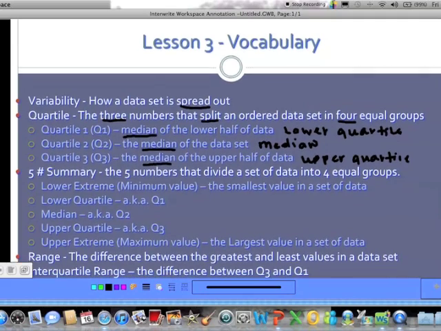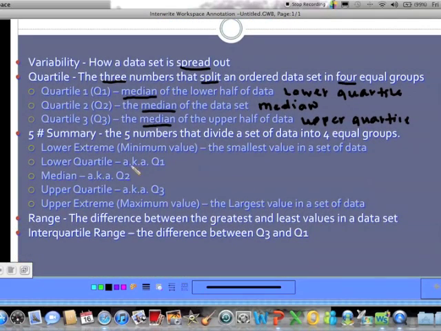All right, then we have our 5-number summary. And our 5-number summary is the 5 numbers that divide a set of data into 4 equal groups. And we're going to be doing a lot with the 5-number summary coming up. The 5-number summary is made up of these 5 things: the lower extreme, which is the smallest value in a data set, so the smallest number in the data set.